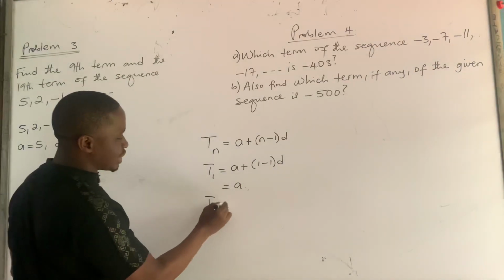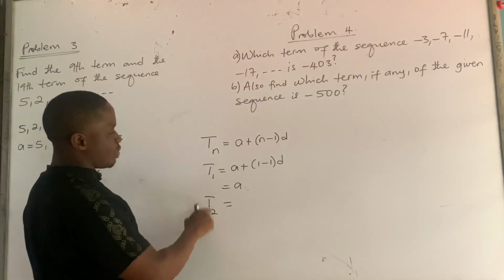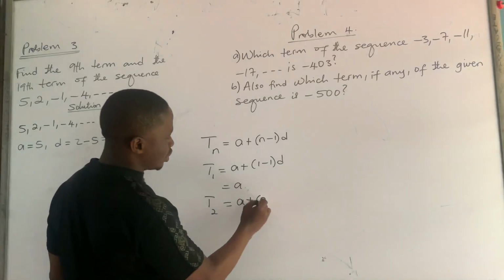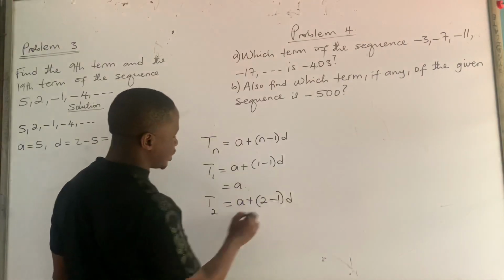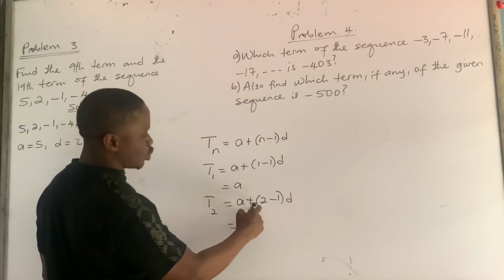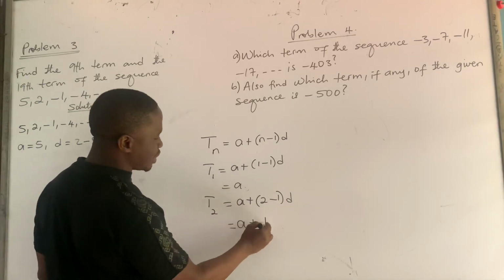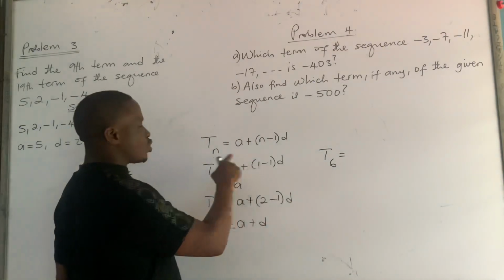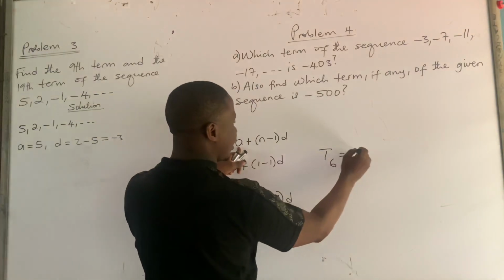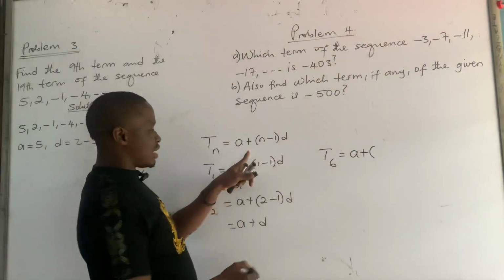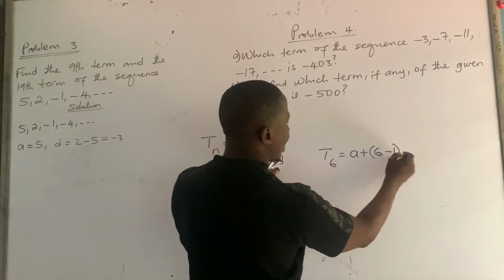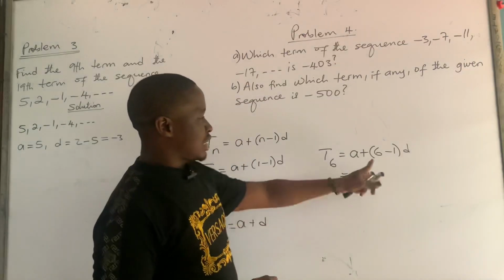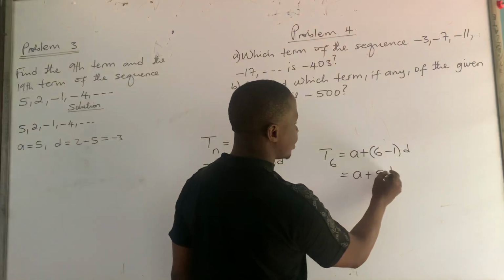What if we want to find the second term? 2 is going to replace n. So this is A plus 2 minus 1 times D. So this is A plus 2 minus 1 is 1. 1 times D is 1D. What if we want to find the sixth term? 6 is going to replace N. So we say A plus, what is N? N is 6 minus 1 multiplied by D. So we say A plus 6 minus 1 is 5D.